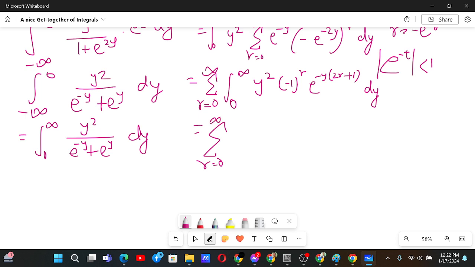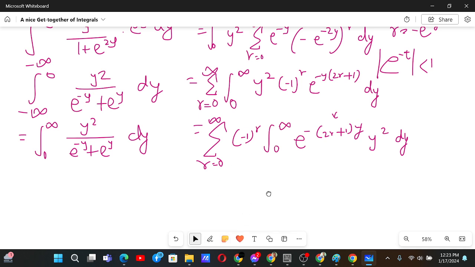We have minus 1 to the power r outside, and then integral from 0 to infinity of e to the power minus 2r plus 1 times y square dy. Let's say this is also a Laplace transform instead of a gamma function, and so this over here is s. So we know it's a Laplace transform, so we will use that.